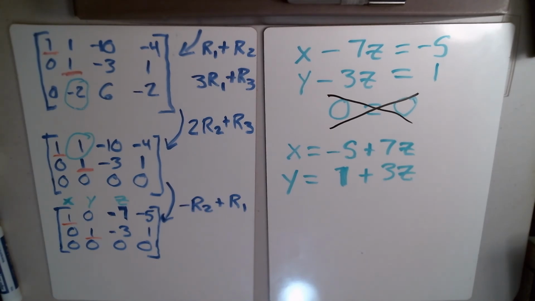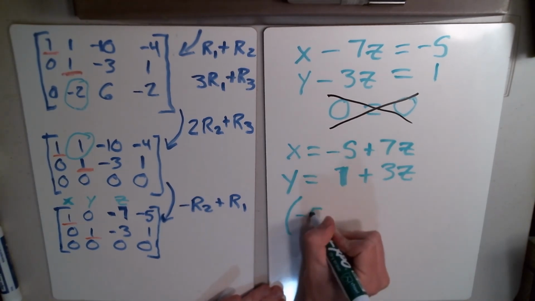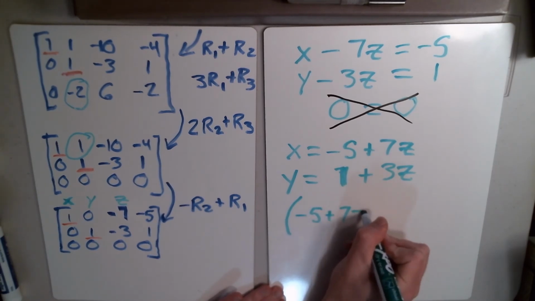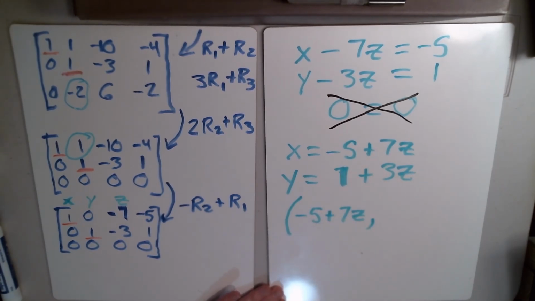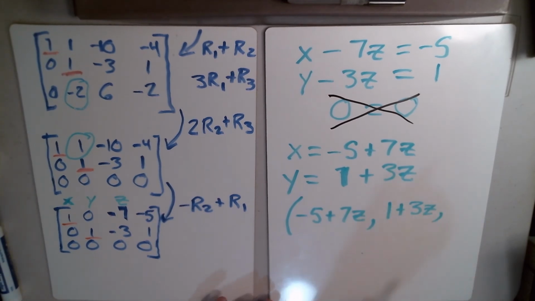And so there are infinitely many solutions, and how we would write our answer is just, well, it's not all real numbers, right? Because they do have to satisfy these equations here. But my x value, my first coordinate, is going to be -5 plus 7z. My second coordinate is going to be 1 plus 3z. And then my third coordinate is just z. So this would be my answer.